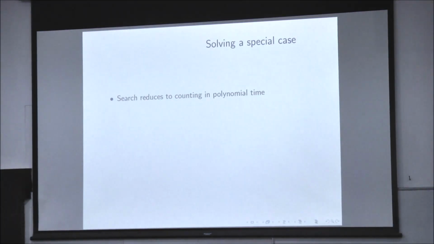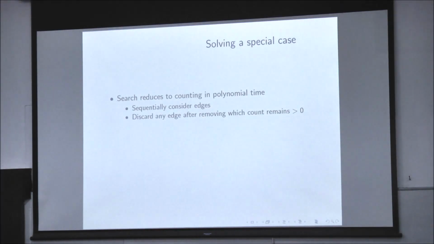So this was a very special case, and we can also show that search reduces to counting in polynomial time with this, which is a very standard reduction. You can just sequentially consider the edges and discard any edge such that if you remove the edge, the count is still greater than 0. So whenever you do that, the remaining edges form a min weight cycle cover.